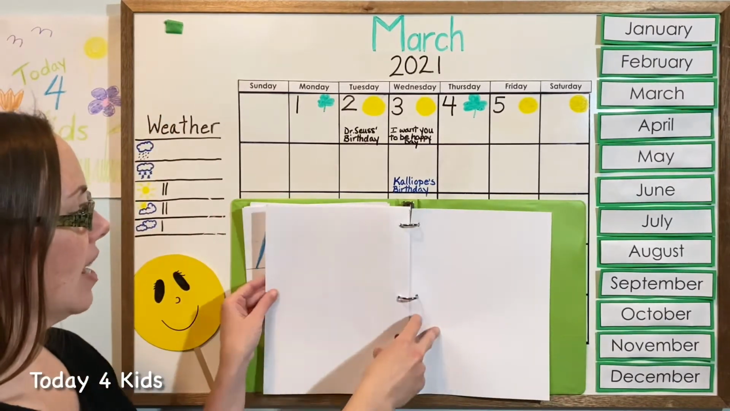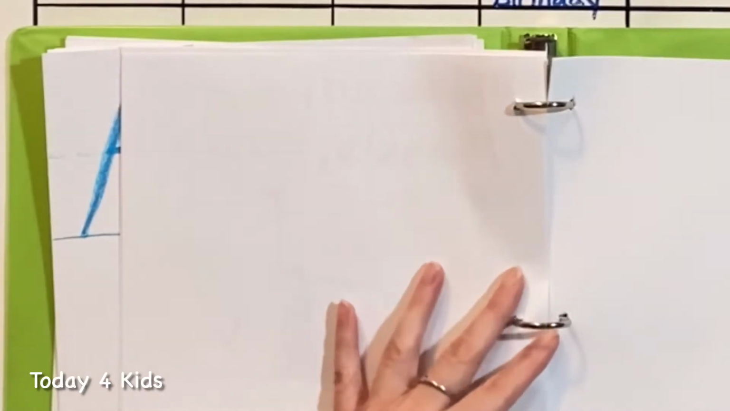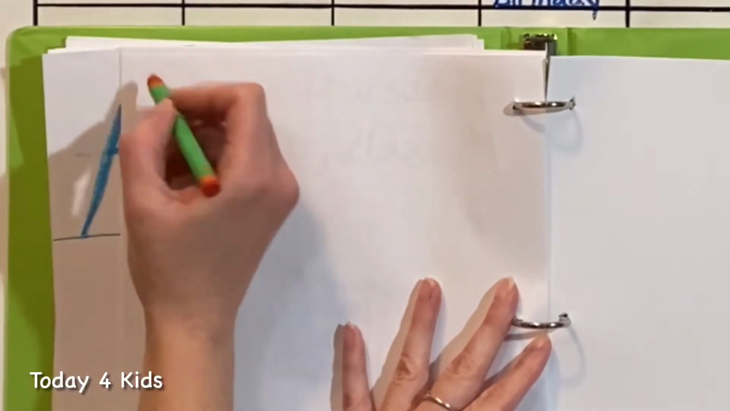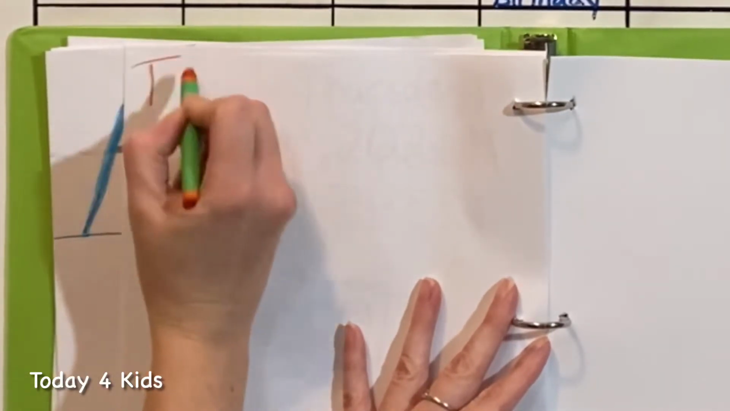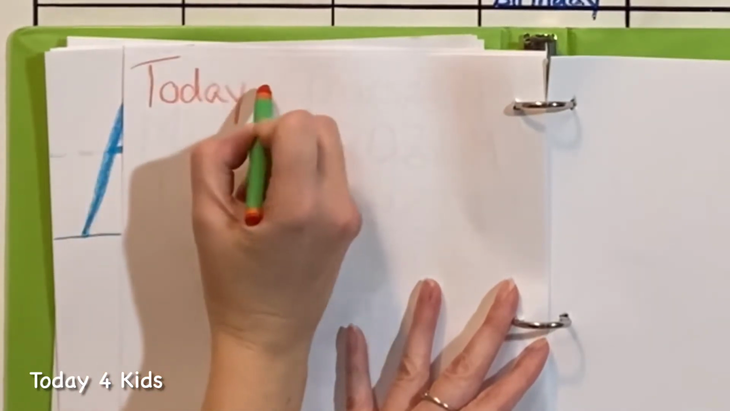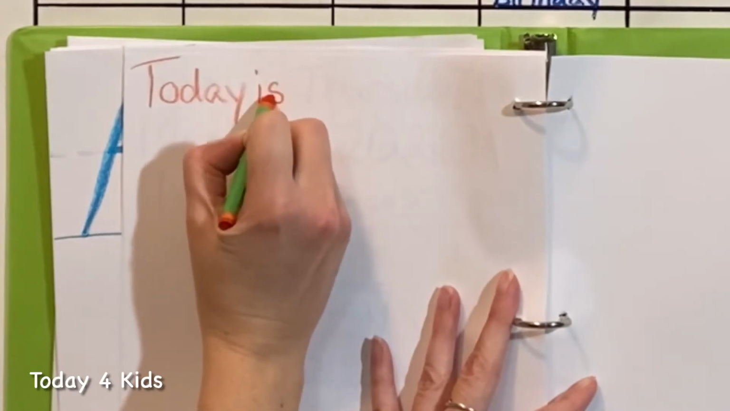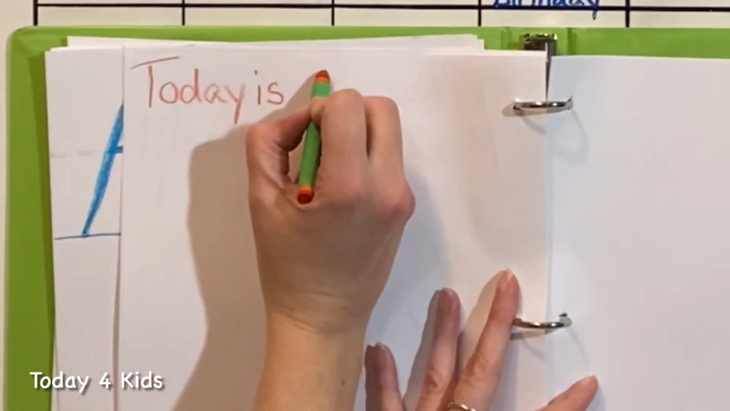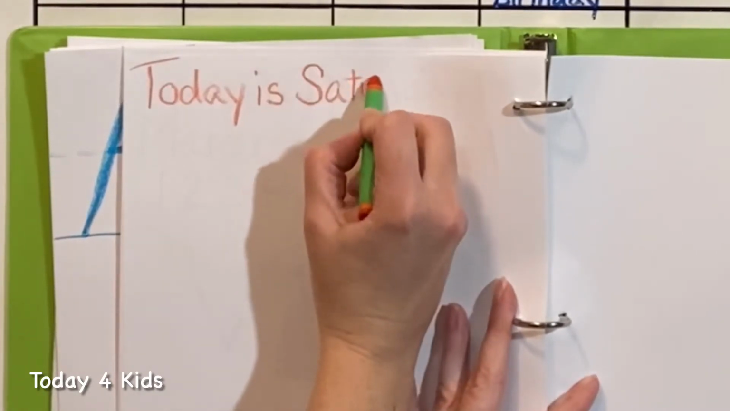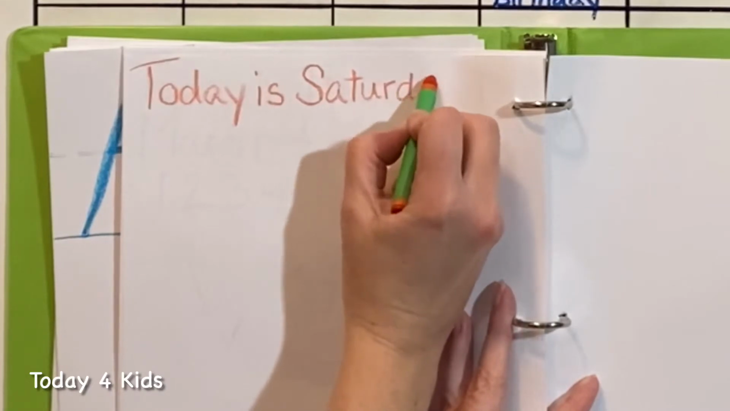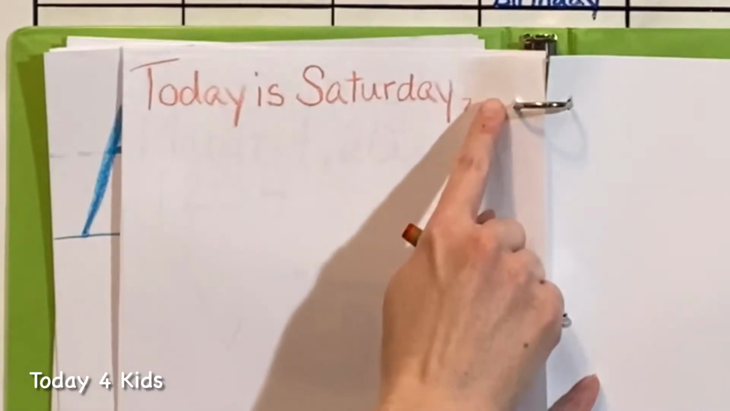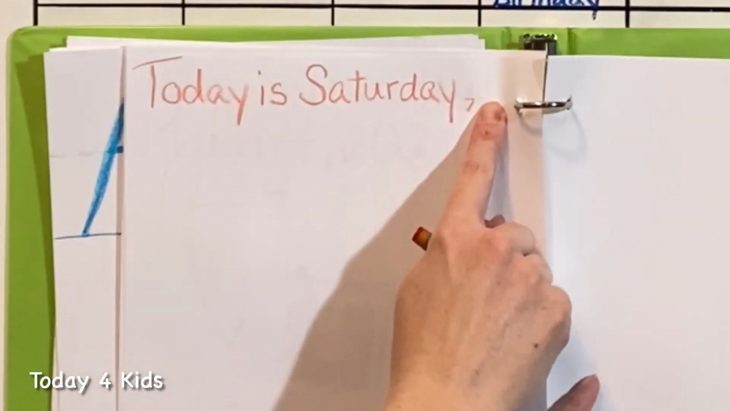So we're going to start our sentence by printing today is. And that begins with a capital T because it's the first word in our sentence. So we have a capital T and then O, D-A-Y. And then we're going to put is, I-S. And today is Saturday. So we're going to put a capital S because it's the name of the day. S-A-T-U-R-D-A-Y. And then we're going to put a comma. And that comma reminds us to pause before we say the next word. And the next word is going to be our month.